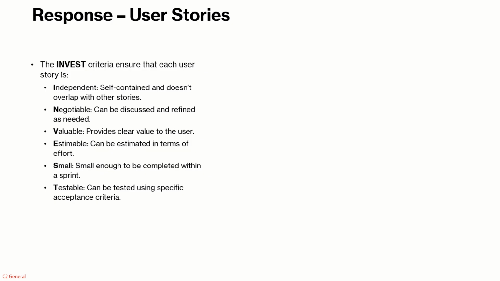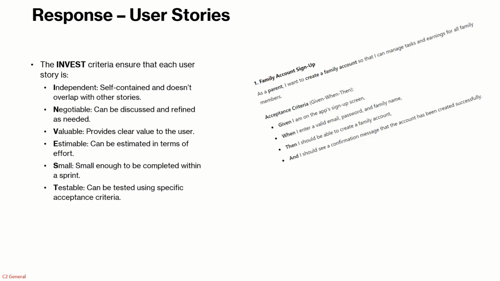The story should be valuable, so it provides some value, so that comes out with the why of the user story. It should be estimable, so it should be possible for an actual team to estimate how many hours or how much time it would take to develop the user story. The user story should be small enough so it can be completed and fit into a sprint, and it should be testable. So it should be possible to create tests for the user story, and we can do that usually with the acceptance criteria. So it starts coming up with the user stories.